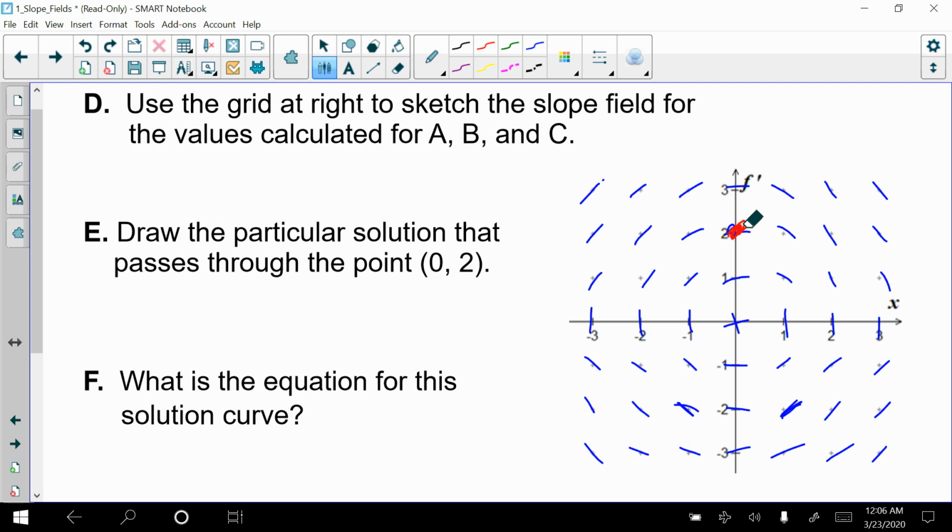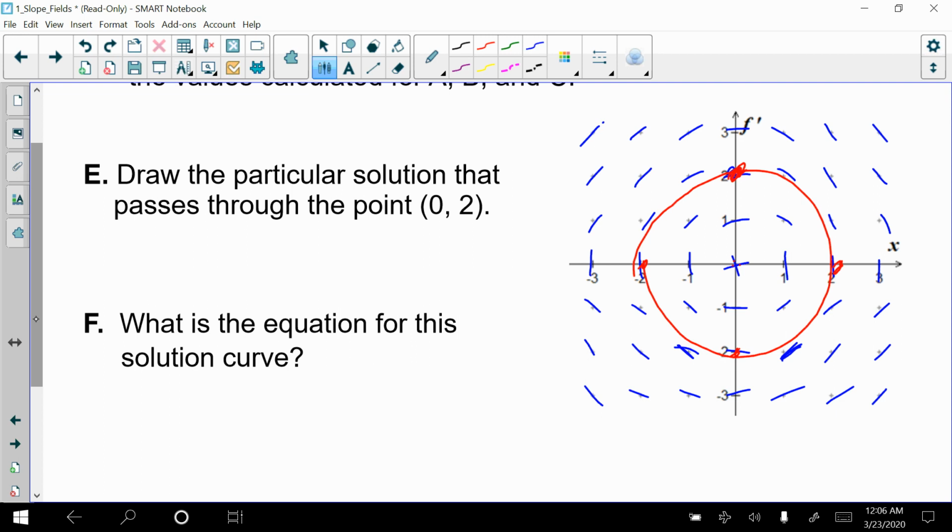Now, looking at this particular slope field, this is very much circular. So it looks like if it's centered from the origin, I'm going to have a radius of 2. So we're going to have something like so. And we have a circle. So an equation of a circle that has a radius of 2 and is centered around the origin would have an equation of x squared plus y squared is equal to the radius squared, which would just be 4. So the radius is 2, so 2 squared is 4.